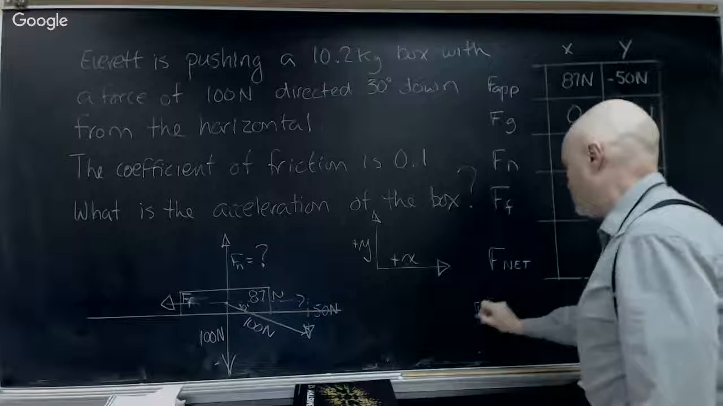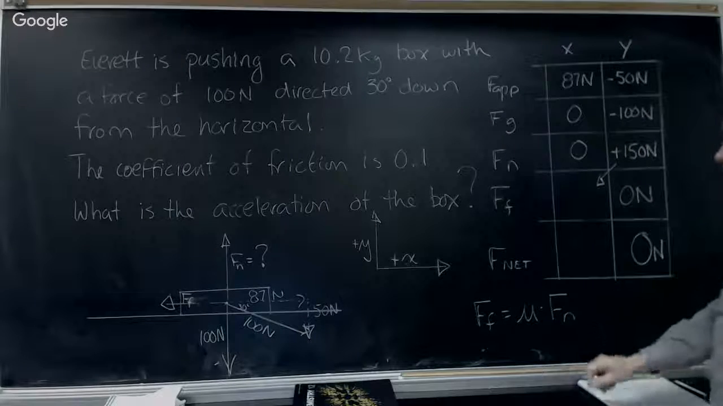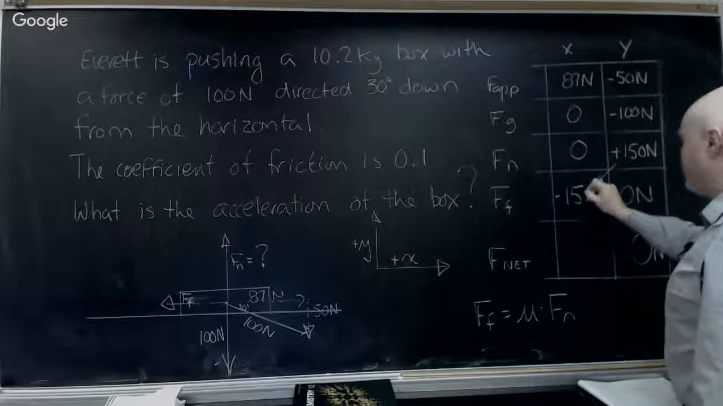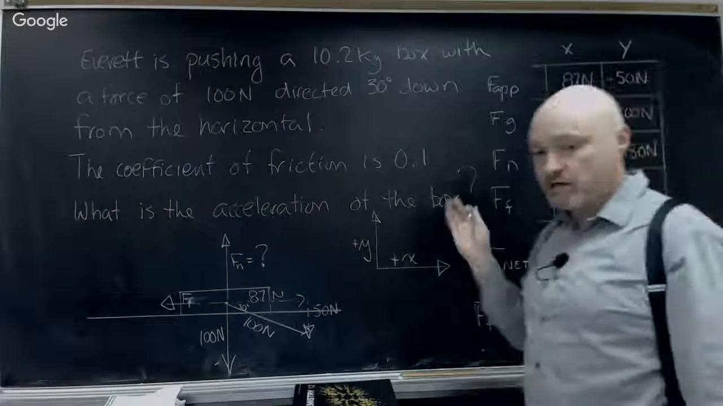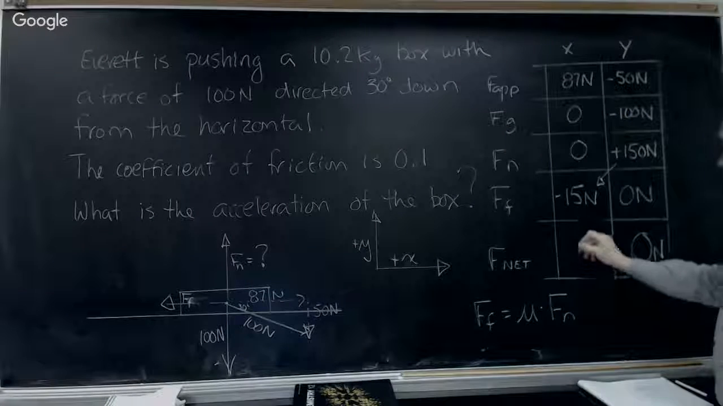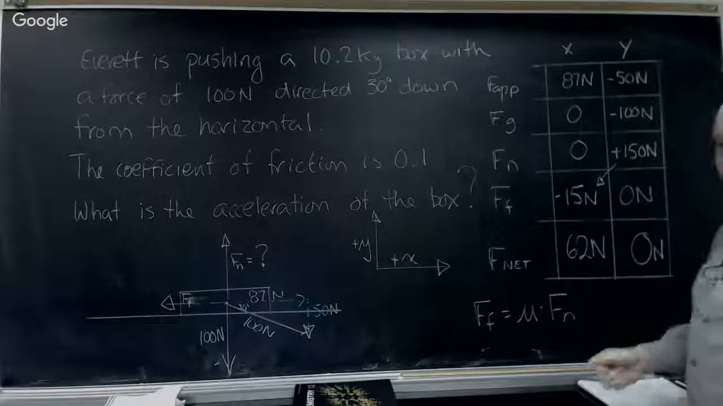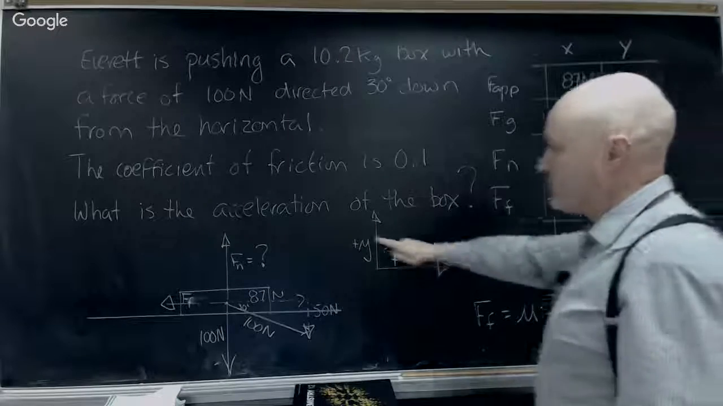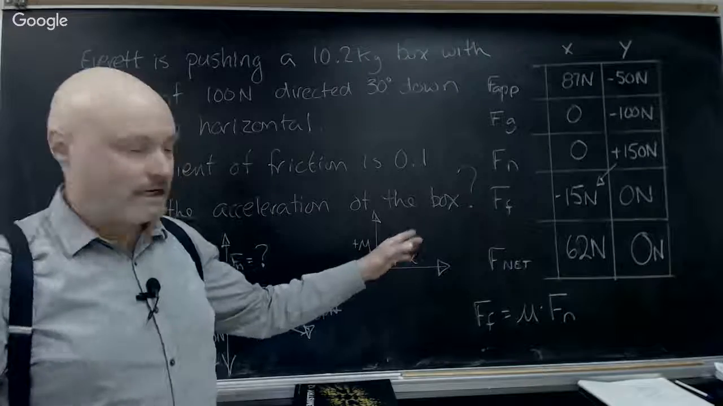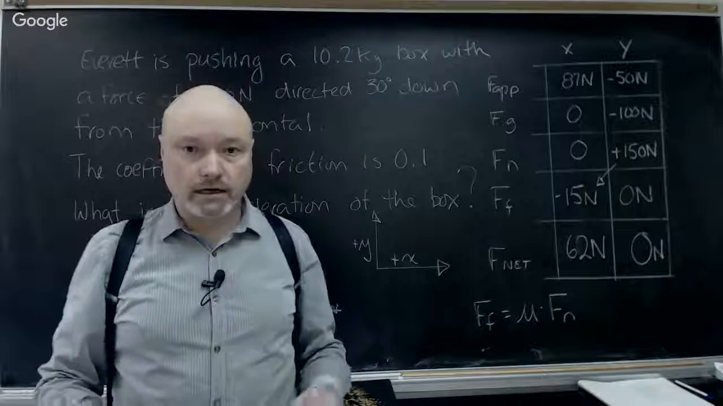Force of friction is mu times the normal force. Mu is conveniently 0.1, and so the force of friction is negative 15 newtons. Friction always acts opposite the direction of motion. So the net force in this case is going to be 62 newtons, and that is going to be to the right. To find the acceleration of the box, we would just divide 62 by the mass, and we'll get something like 6 meters per second squared. And that's the whole pushing on an angle problem.